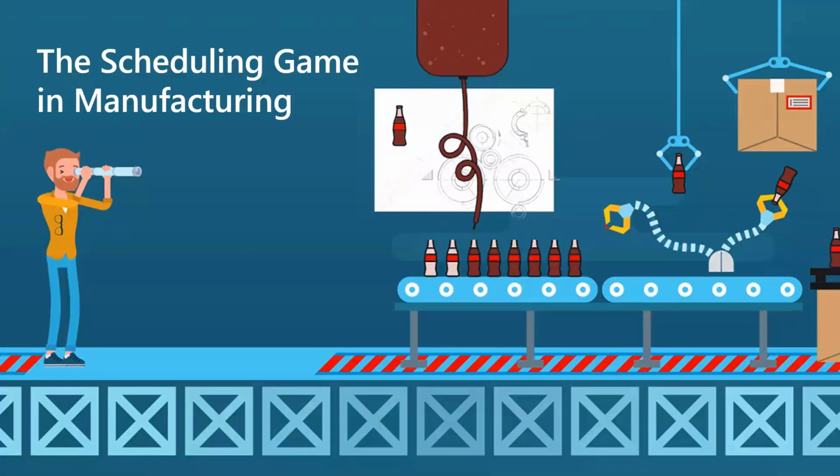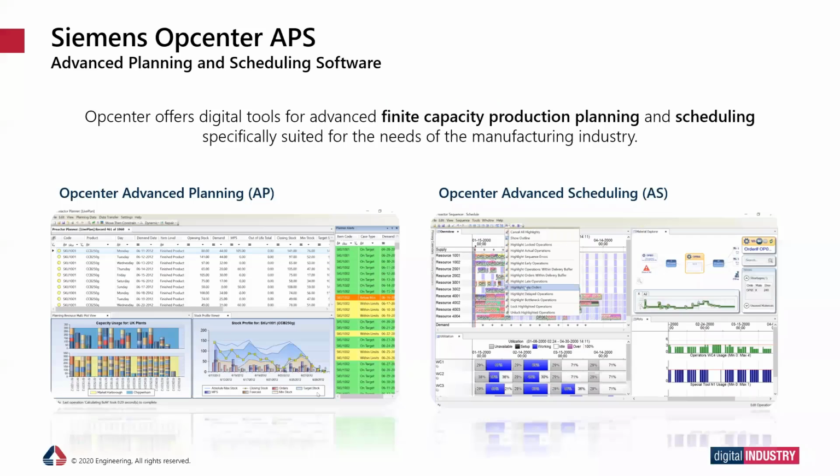So today we are focusing on OP Center APS. OP Center APS is a suite of software that covers finite capacity production planning and detailed scheduling.